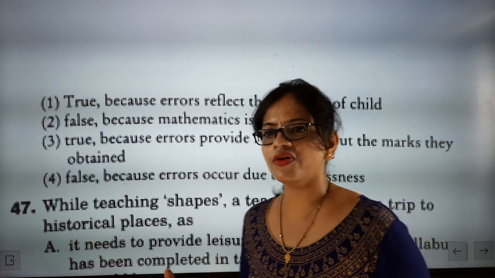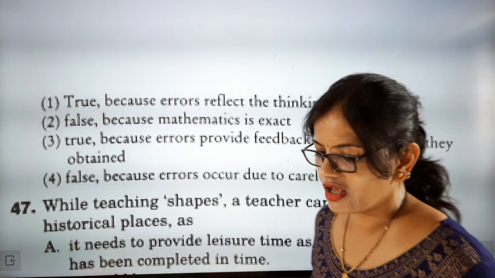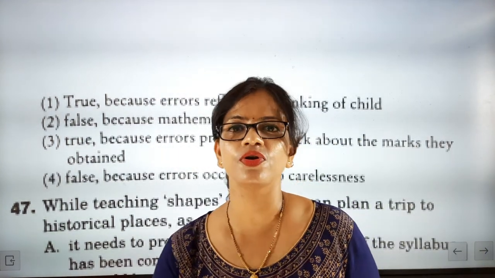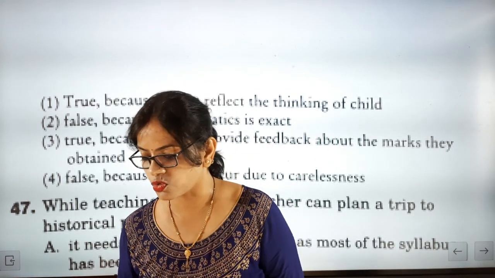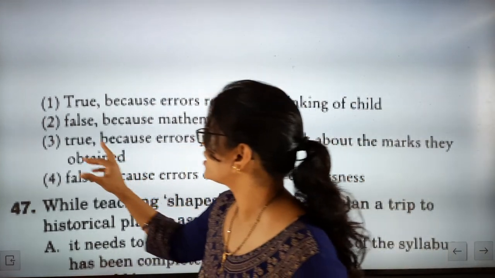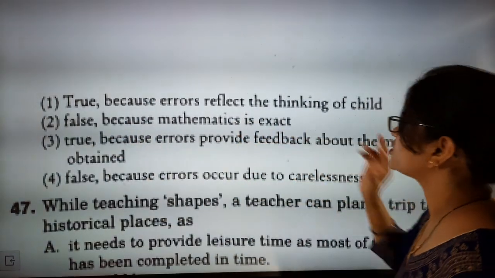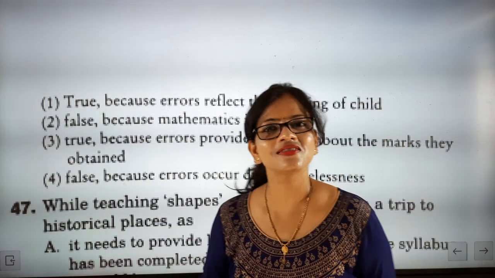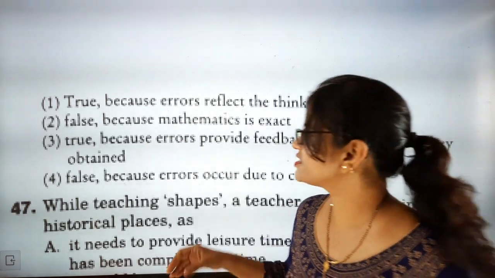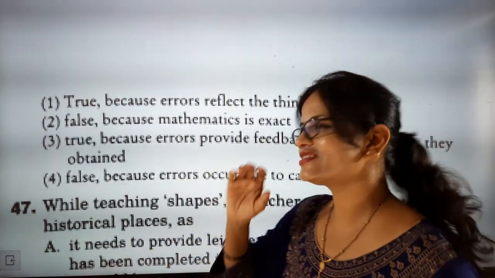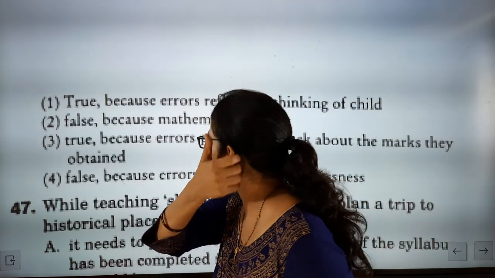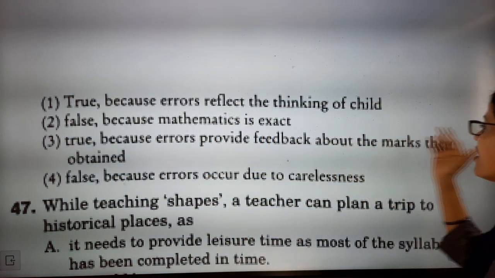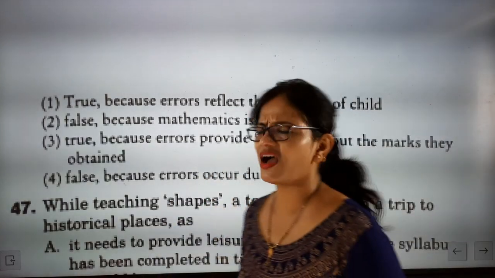Everyone, when they are learning the first time, makes errors. That does not mean that we are going to criticize the child and say, hey, you are making errors, you have no scope of learning. No, not like that. It's a false statement, because mathematics is exact. No, mathematics is learning and mathematics can never be exact. Mistakes will be made by everyone. I too make mistakes at the time of solving maths. So true, because error provides feedback about the marks they obtained, 100%.